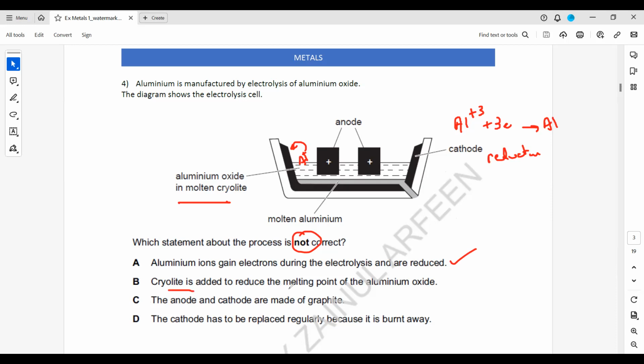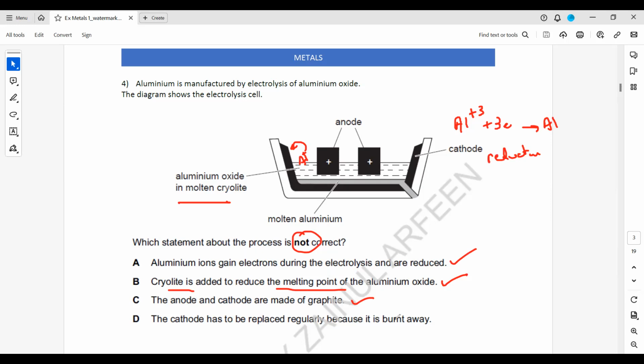Cryolite is added to reduce the melting point of aluminium oxide. Is it correct? Yeah, that's right. Cryolite is used as a solvent to lower the melting point and increase the concentration of the ore. The anode and the cathode are made of graphite. That's also true. Anode and cathode are made of carbon.